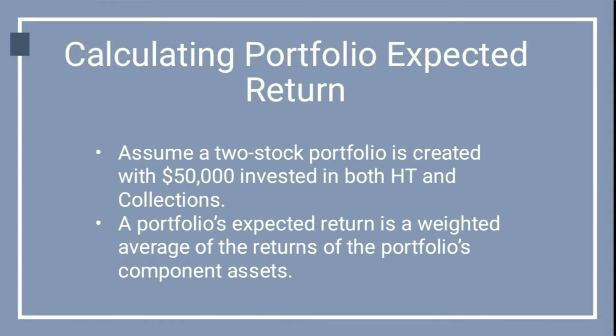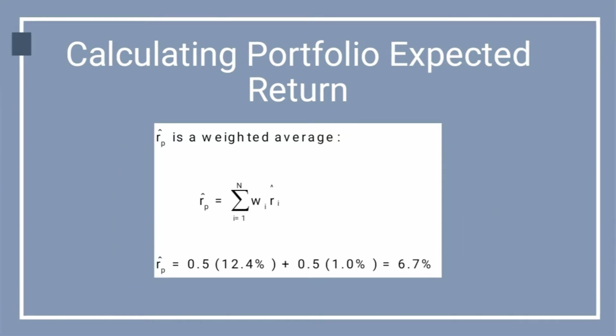When calculating portfolio expected return, assume a two-stock portfolio is created with $50,000 invested in both HT and Collections. A portfolio's expected return is the weighted average of the returns of the portfolio's component assets. Thus, 0.5 times 12.4% plus 0.5 times 1.0% equals 6.7%.